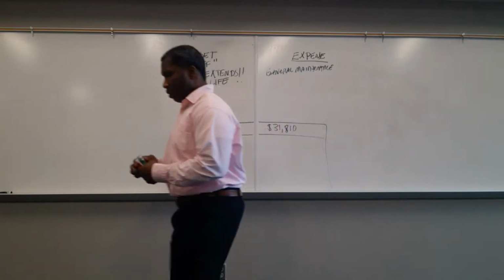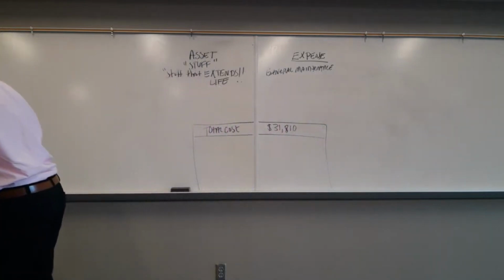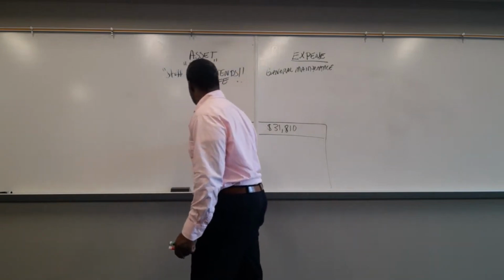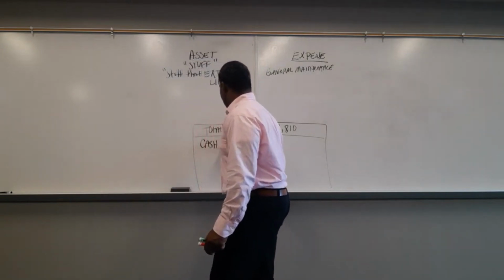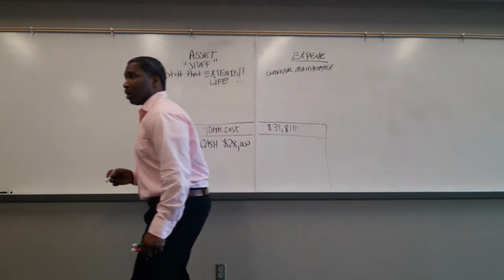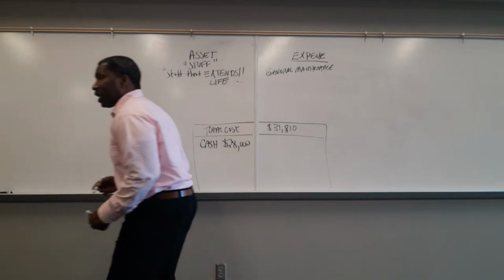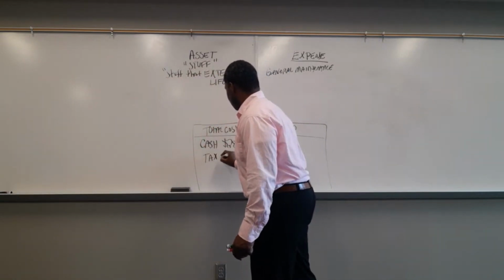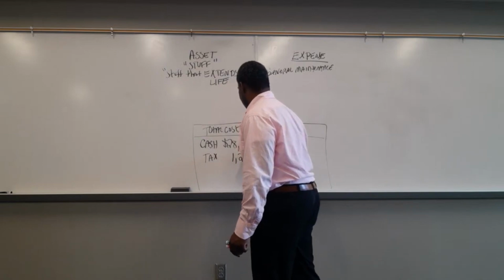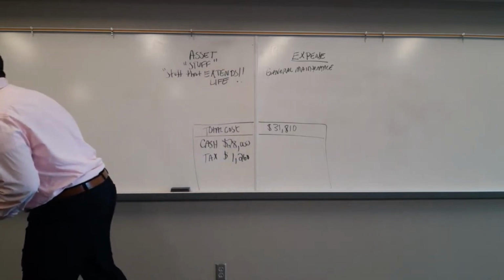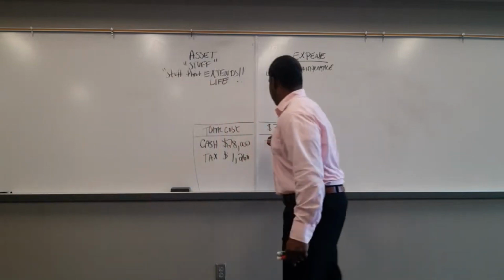So let's see. What all made that up? We paid cash for the truck of $28,000. We paid sales taxes of $1,260. We paid for the license plate, $530.